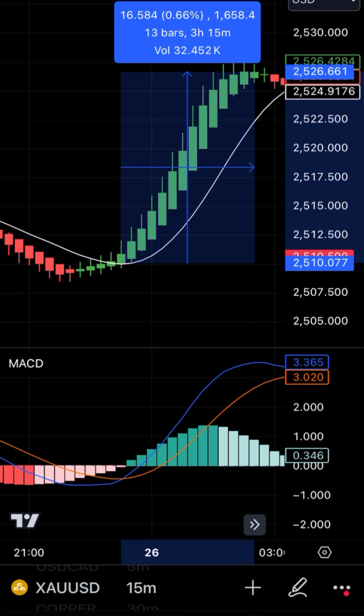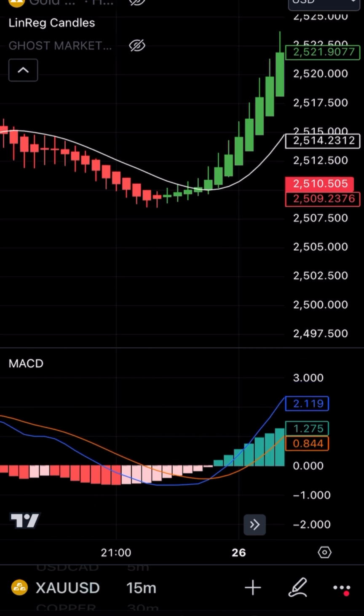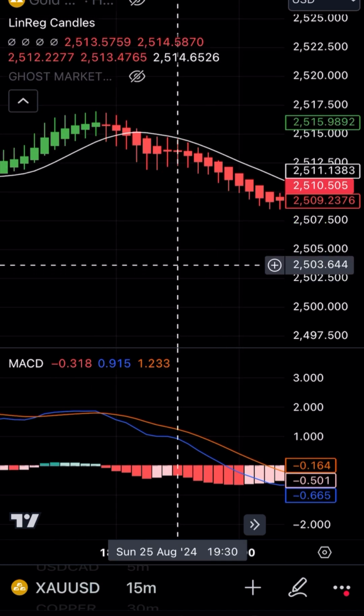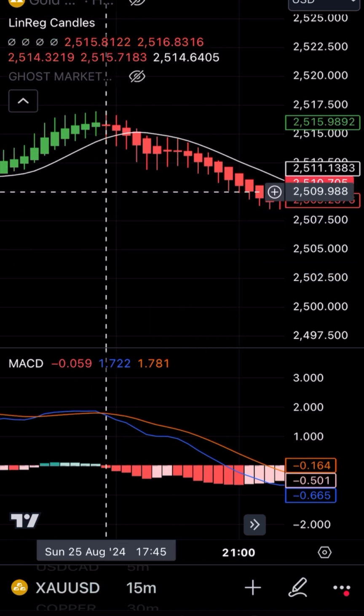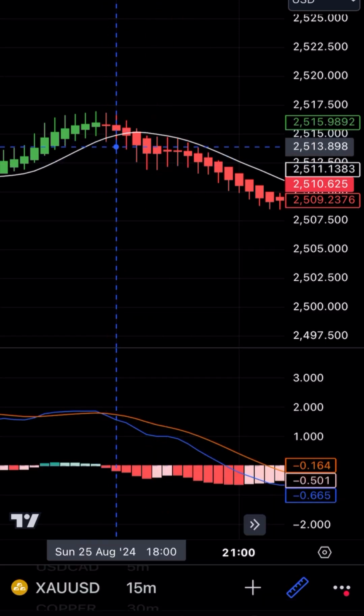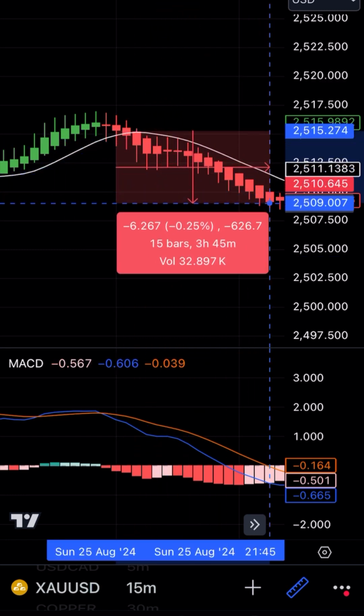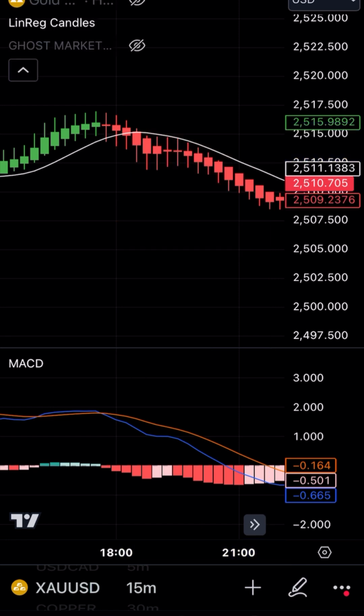This is a 16,000 pip move in 3 hours. So there's a lot of money that goes in and out of gold. So if you're able to pinpoint the exact direction that it's going to happen, you can end up making a lot of money. So we see actually right here that it's crossing down. It's up, but it's crossing down. So you get in right here, and you also see that with the linear line. You write it out like here to here. This is 3 hours and 45 minutes, and this is a 6,000 pip move.